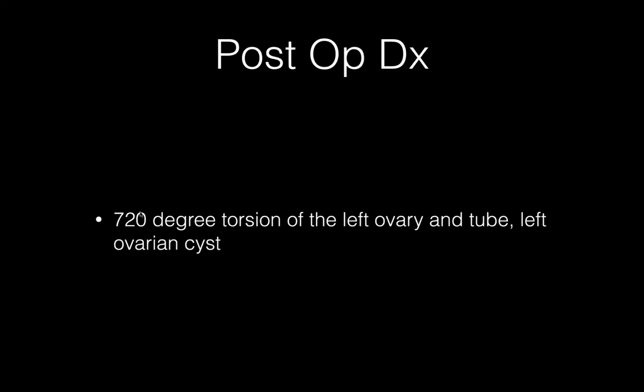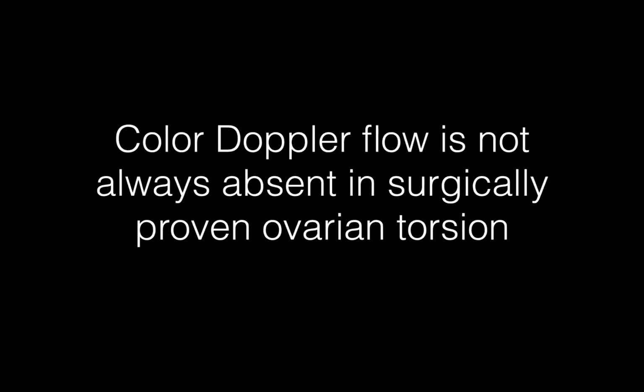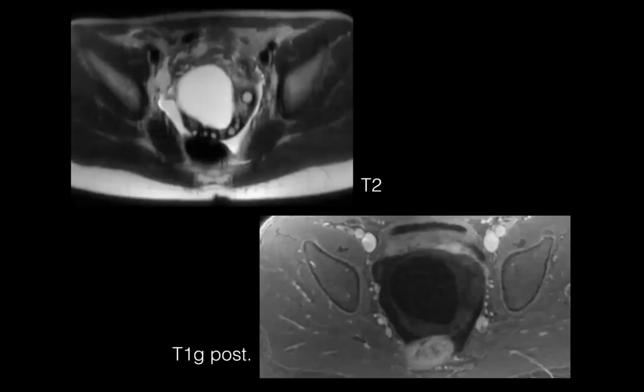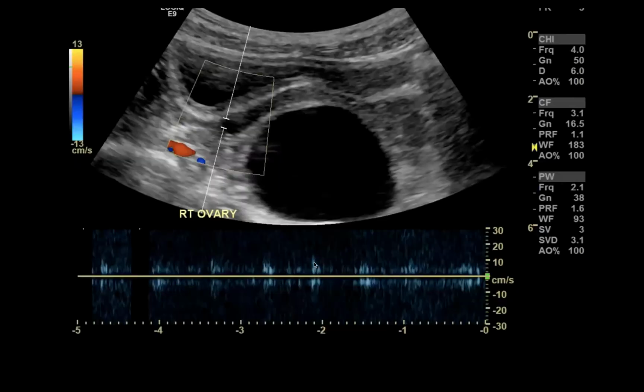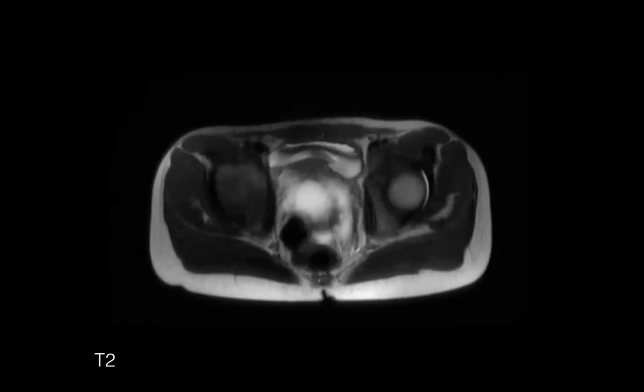Here they went in operatively and it was twisted 720 degrees, so 2 twists of that ovary. This is a nice example of how MR complements the ultrasound. The ultrasound showed Doppler flow, but what it was really picking up was a little bit of arterial pulsation that stayed present, but the venous flow was cut off, right? So there was no egress of blood, essentially no perfusion to that ovary.